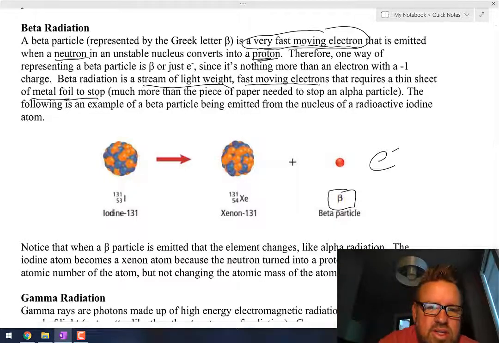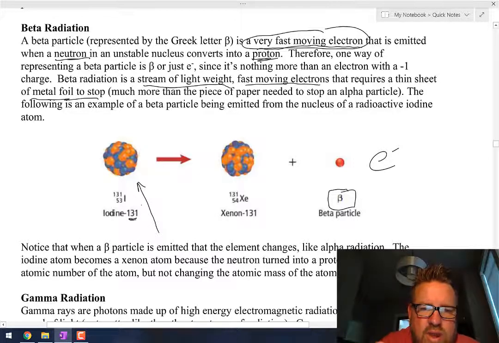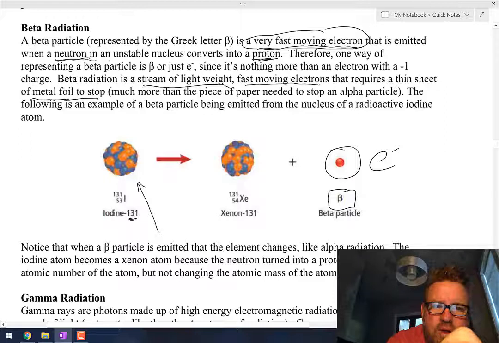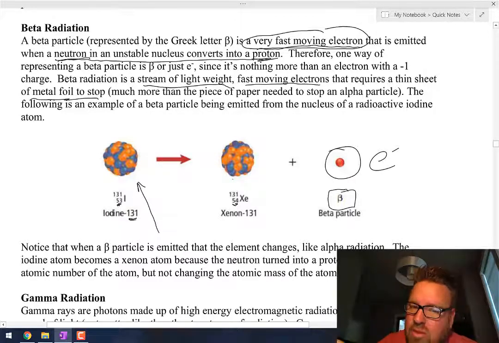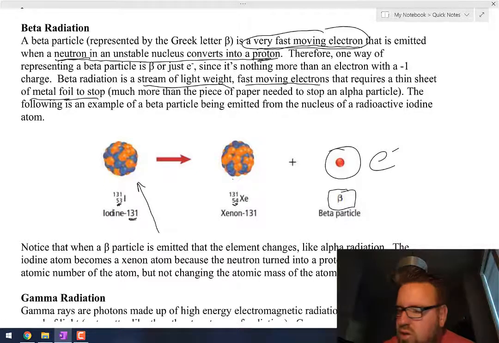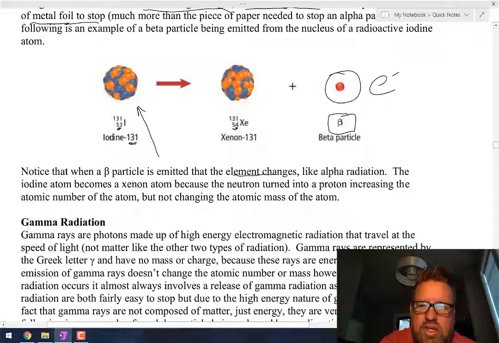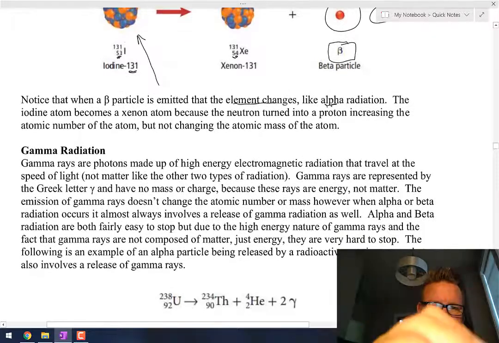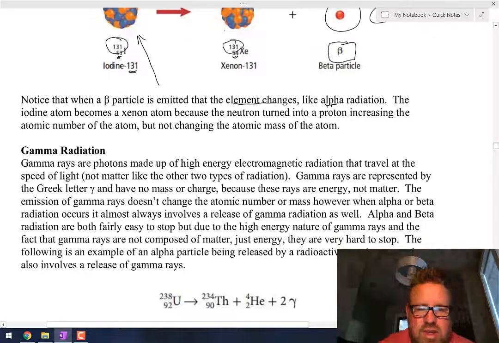Okay, so here's an example of a beta particle being emitted from a radioactive iodine. This is iodine with a mass of 131. Notice that it gives off that electron, and you're like, well, wait a minute, how did it change elements? Remember that when a beta particle is released, a neutron is converted into a proton. So notice that in this case, that 53 now just became 54. By adding a proton, you change the element, and one more proton added to iodine makes it xenon. So the element does change like it did with alpha radiation, because that neutron turned into a proton. But notice that the overall mass didn't change there.